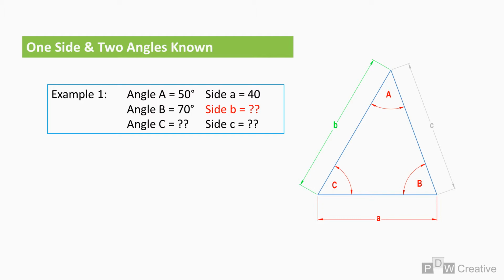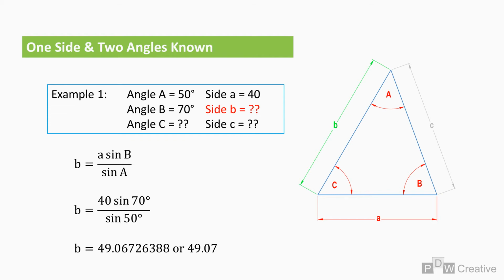Let's try a practical exercise to show the equations at work. We have data for angle A, B, and side A. We can therefore ignore C. So side B equals A sine B over sine A. This gives us a length of 49.07.